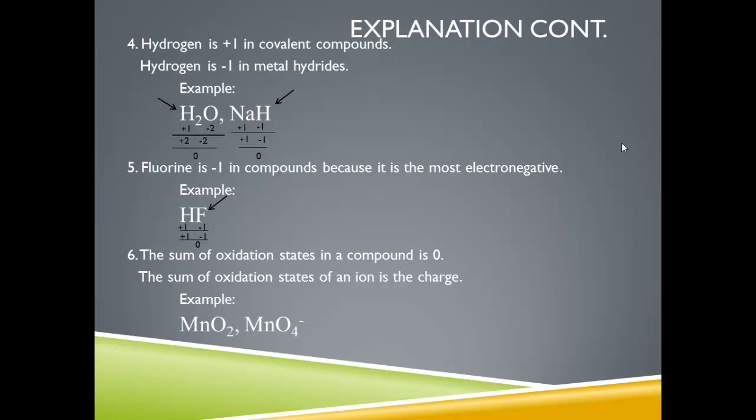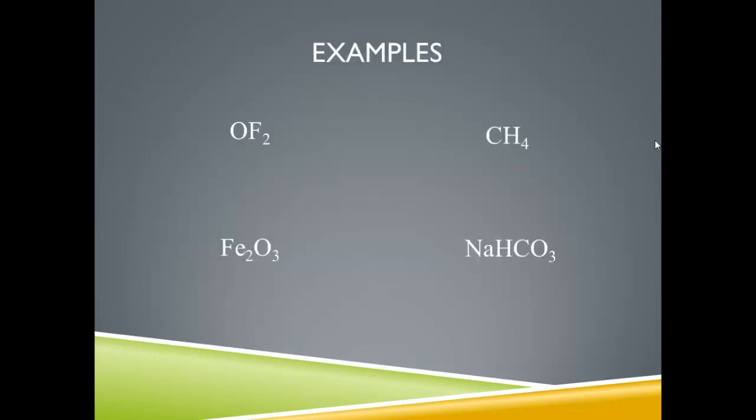Rule number 6. The sum of oxidation states in a compound is 0. Manganese oxide, the first example. Oxygen's a -2, there's 2 of those, so manganese has to be a +4 to have a sum of 0. The sum of oxidation states of an ion is its charge, so oxygen's -2, there's 4 of those, and the sum has to equal -1, so manganese is +7.